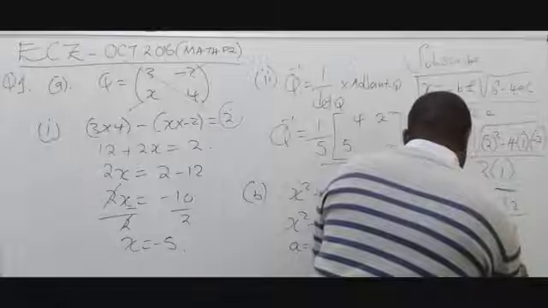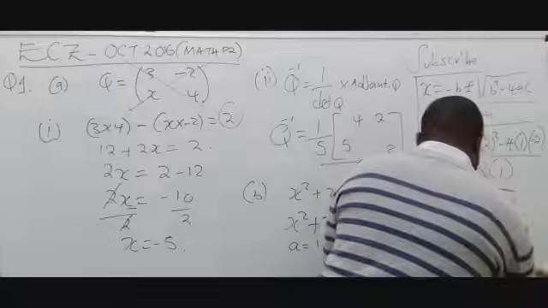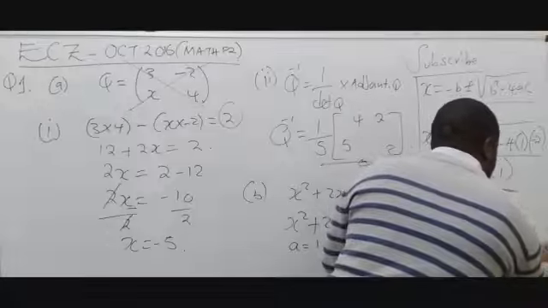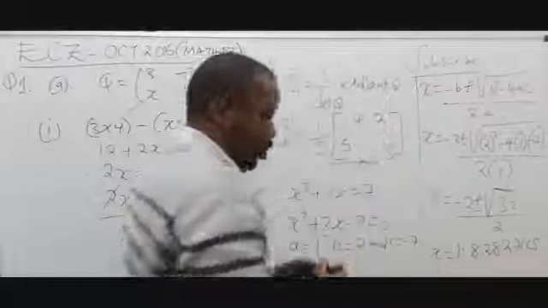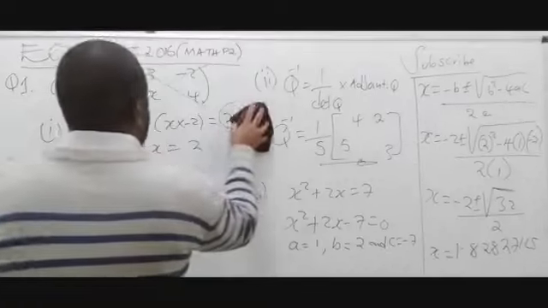28, 27, 125. So we can round that off now to 2 decimal places.